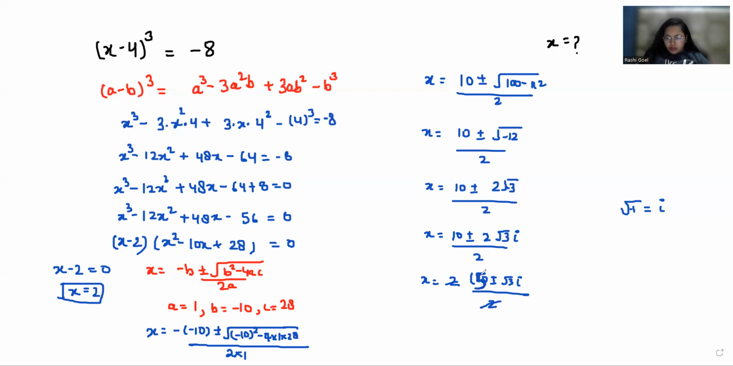This is 5. So the value of x is 5 plus root 3 iota, and x is equal to 5 minus root 3 iota, and x is equal to 2. These are the three values of x.